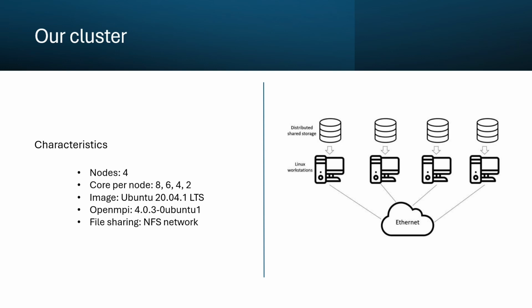So then we use OpenMPI for communication between each node, in this case using the 4.0.3 version. Another fact is that you need to have the same files in each node. So in this case, we use the NFS network tool to create a shared folder and share all of the files in the main node with the other nodes.